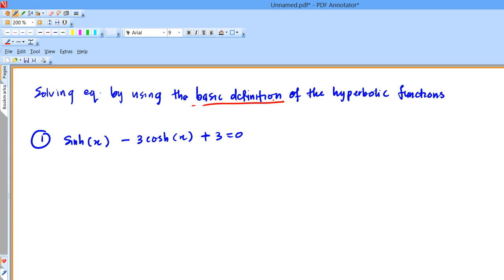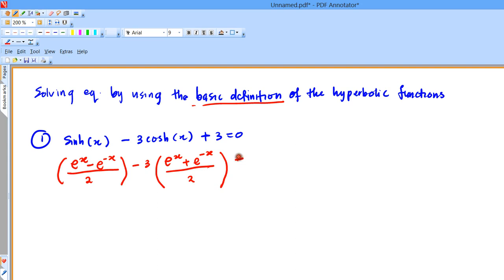Based on our basic definition, hyperbolic sin x actually equals e power of x minus e power of negative x over 2, and then minus 3 times hyperbolic cos x, which equals e power of x plus e power of negative x over 2, and then plus 3 equal to 0.